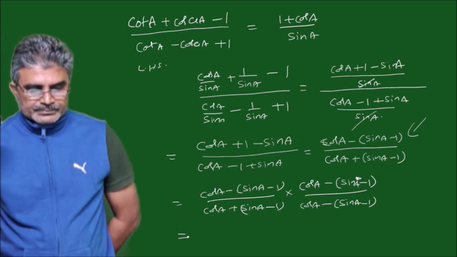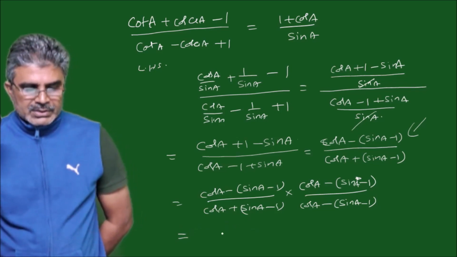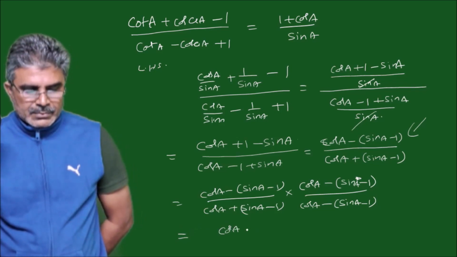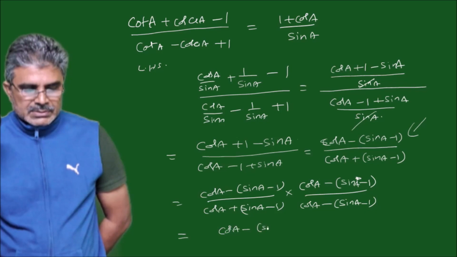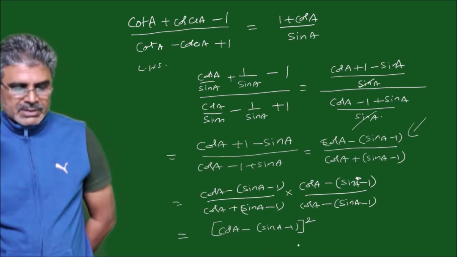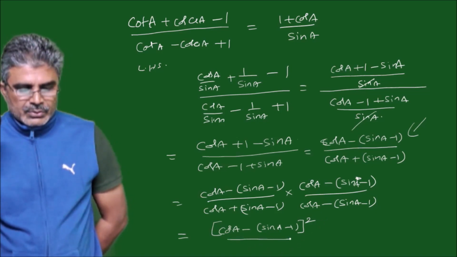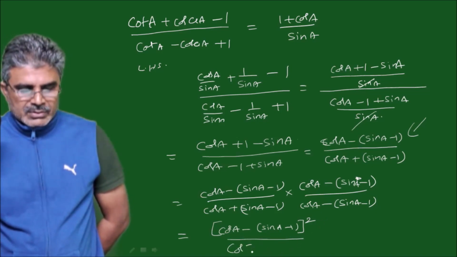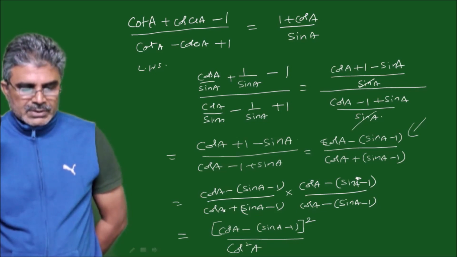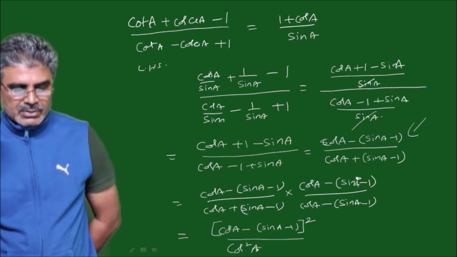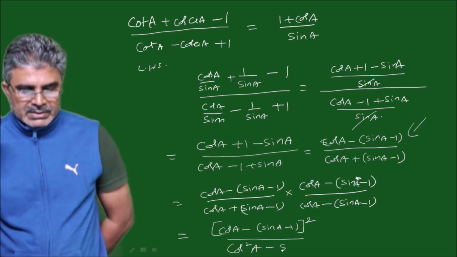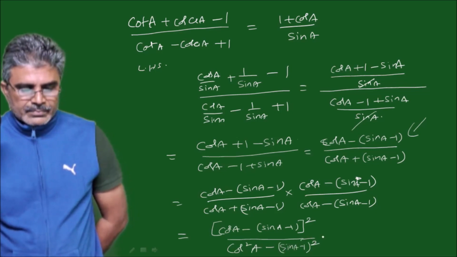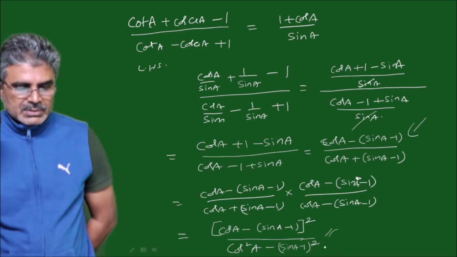So on top you have cos A minus sin A minus 1 whole square. Okay, so A minus B whole square, and below you have cos square A. If it is like A plus B into A minus B, you have cos square A minus sin A minus 1 whole square. Okay, this is the expression.